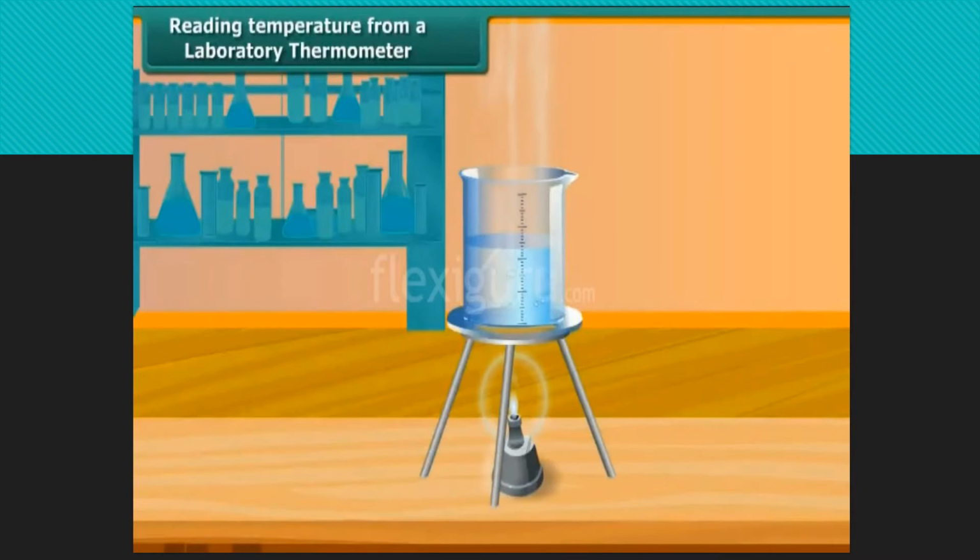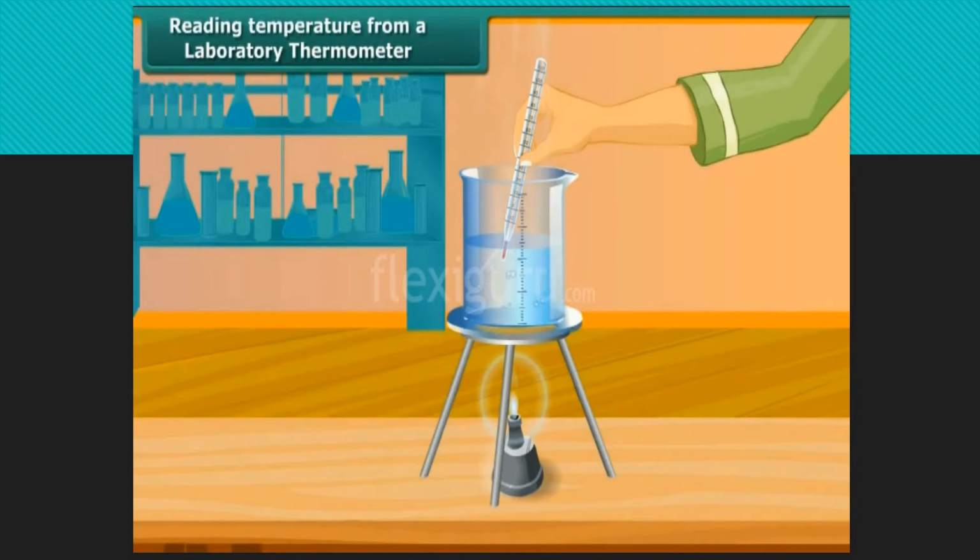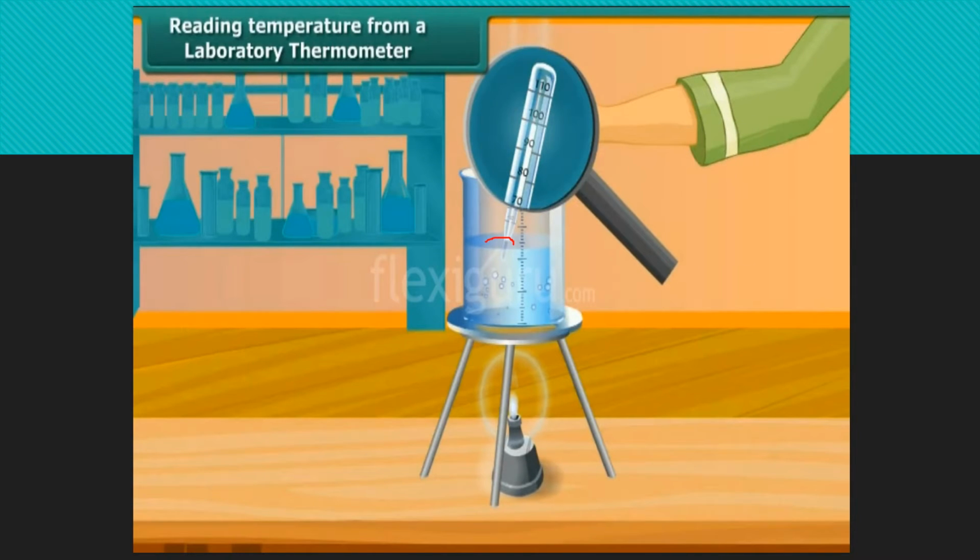Now let's see how to read temperature by using a laboratory thermometer. Here we are using boiling water and we are dipping the laboratory thermometer into it. Please make sure that the bulb is immersed in the boiling water and does not touch the bottom or side of the beaker. You can see that the mercury level rises up, and here it is showing 100 degrees Celsius. Do not take the thermometer out of the boiling water to take the temperature.